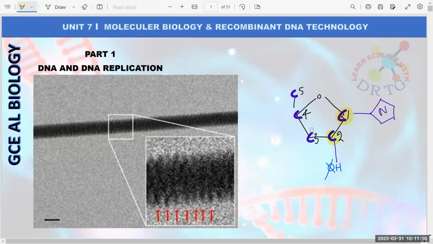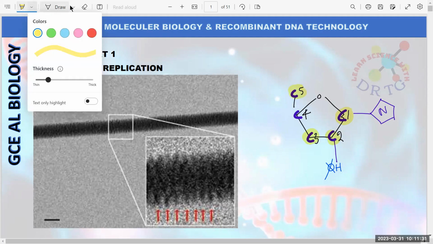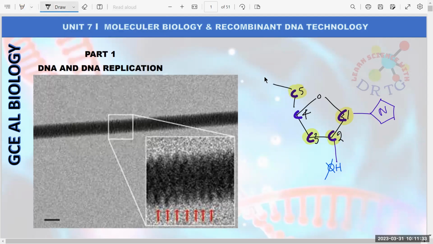And carbon number 3 is also very important. Why is carbon number 3 important? Because carbon number 3 is responsible for linking with another nucleotide. So it can make a bond with another nucleotide. Carbon number 5 is also important. Why is it important? Carbon number 5 is linked with a phosphate group. So this represents the nucleotide.